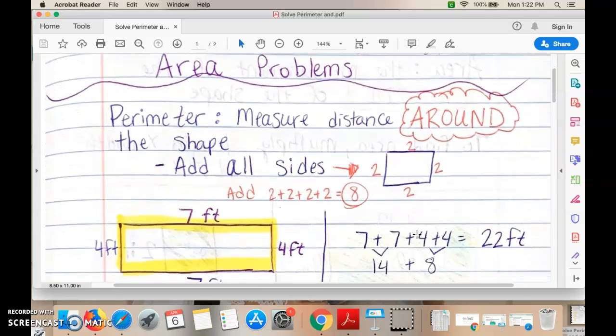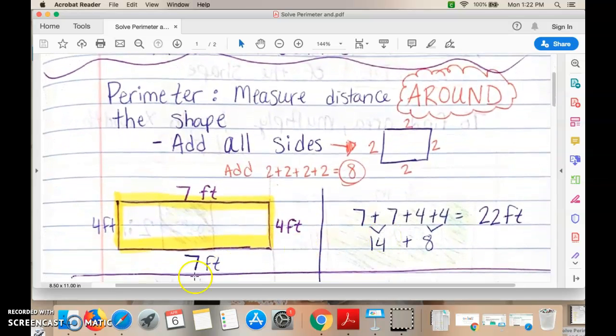Let's say I have this rectangle. We know rectangles have two sides that are the same and then two other sides that are the same. So if this top side is 7, the bottom side is going to be 7. If the right side is 4, the left side is going to be 4. So I'm going to add all those sides up: 7 plus 7 plus 4 plus 4. If I add all those up, I'll get 22 feet.